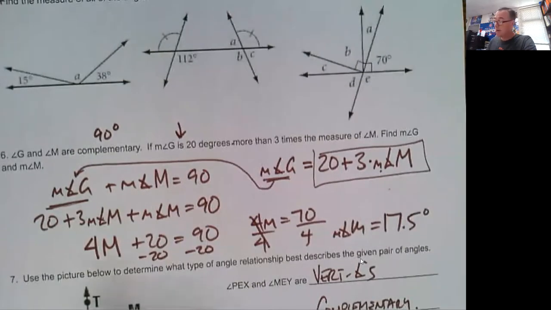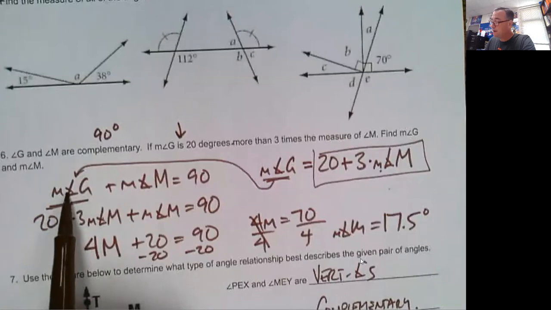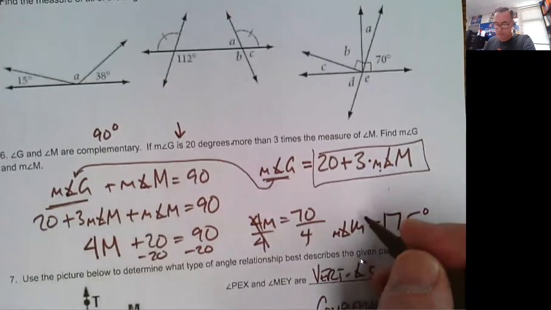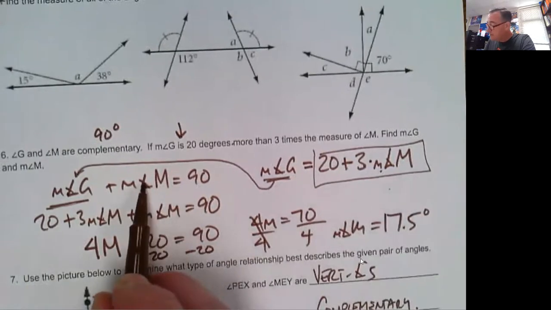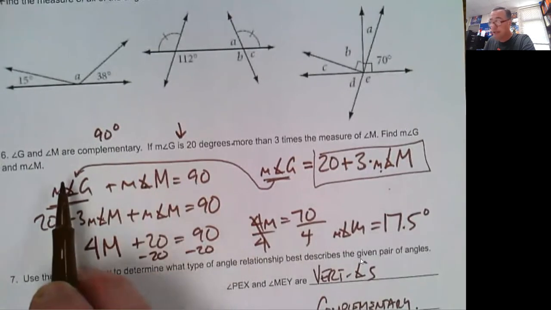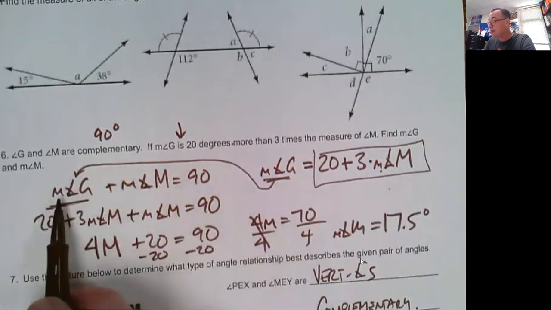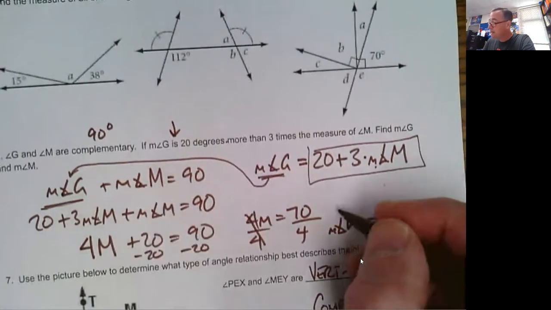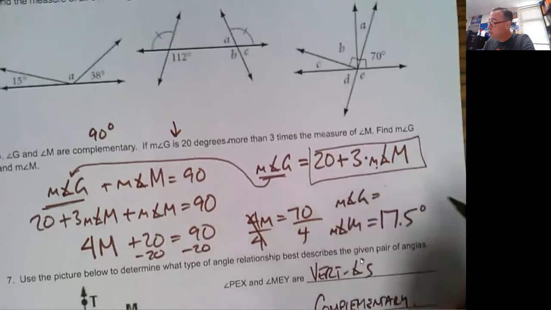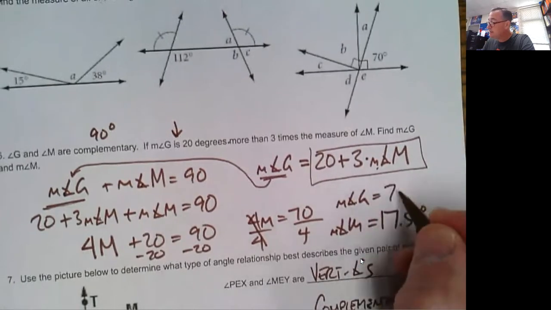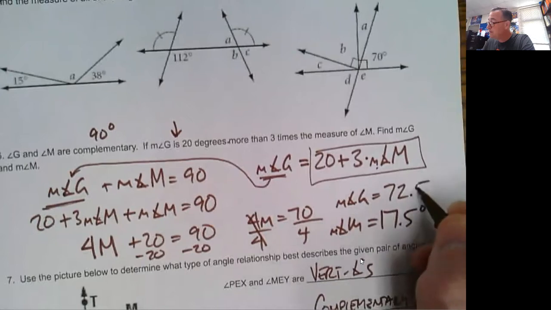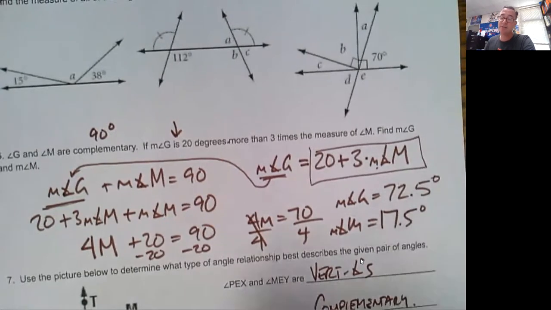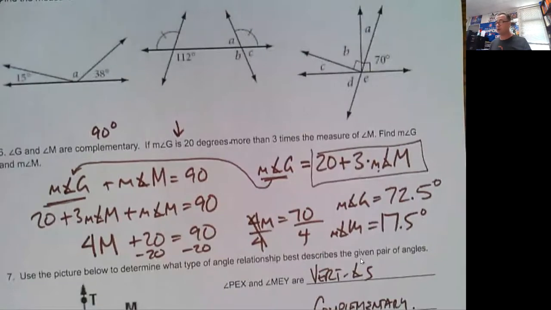Then, because they're complementary, if the measure of angle M is 17.5 and the measure of angle G has to add up to 90, then what I'm going to do is say 90 minus 17.5 is going to be the measure of angle G, which is going to be 72.5. Because if I add the two of those together, it will equal 90. So that's a substitution problem. It's a system of equations because there's more than one thing.